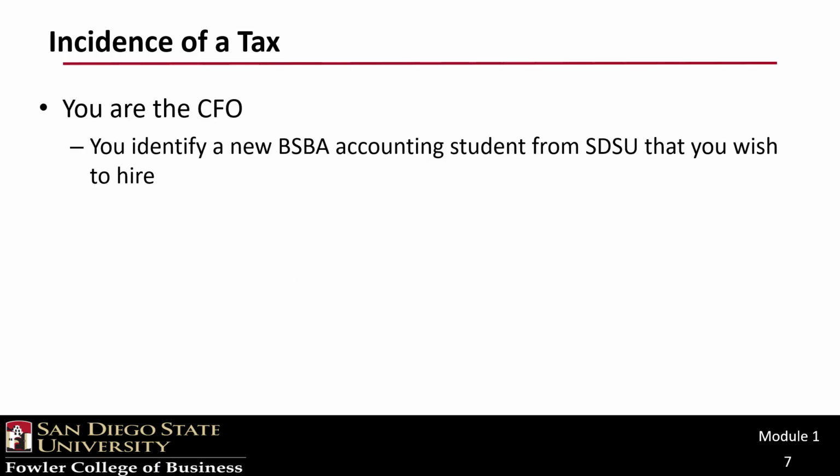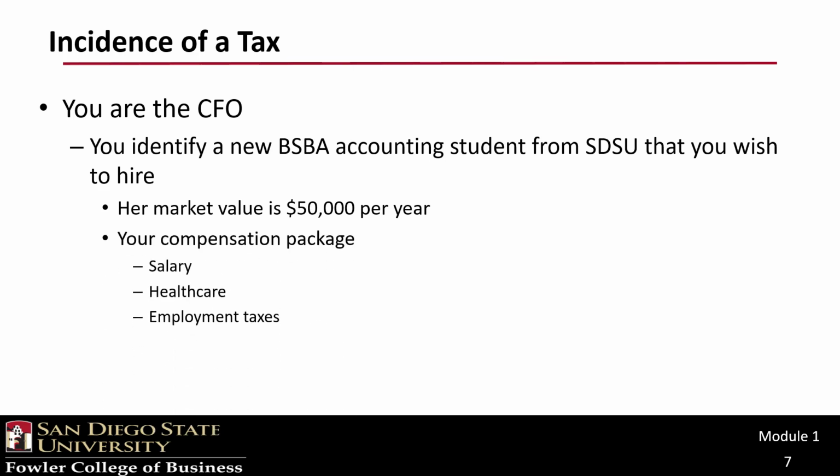Congratulations. You've been named CFO of a company, and one of your first tasks is to hire an extremely capable student from SDSU's accounting program. You've identified the ideal candidate, and you have determined that her work, skill, and experience are valued at about $50,000 a year. You're preparing her offer letter and considering her compensation package, which you know will include her salary, the cost of her health care, as your company provides health care, and you also know that, as we covered in an earlier video, your company will also be required to pay 7.65% of her salary in employment taxes.